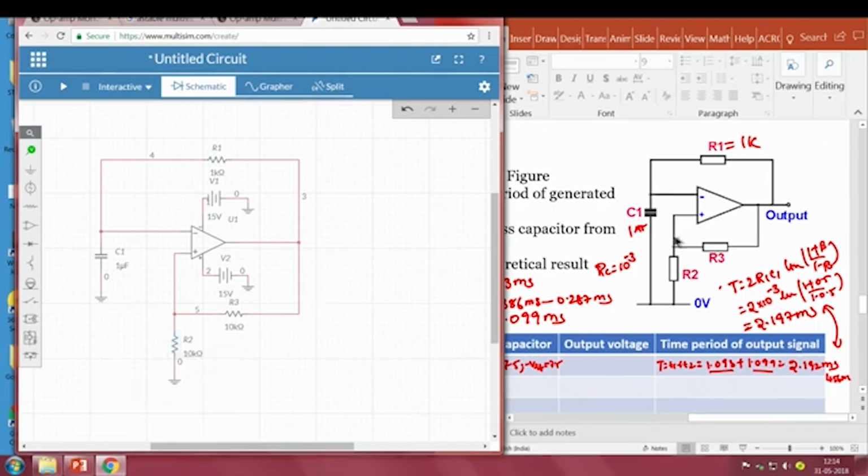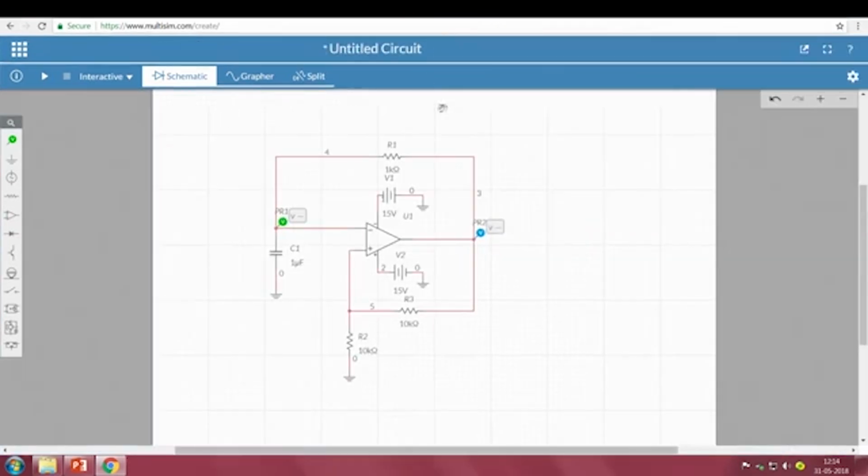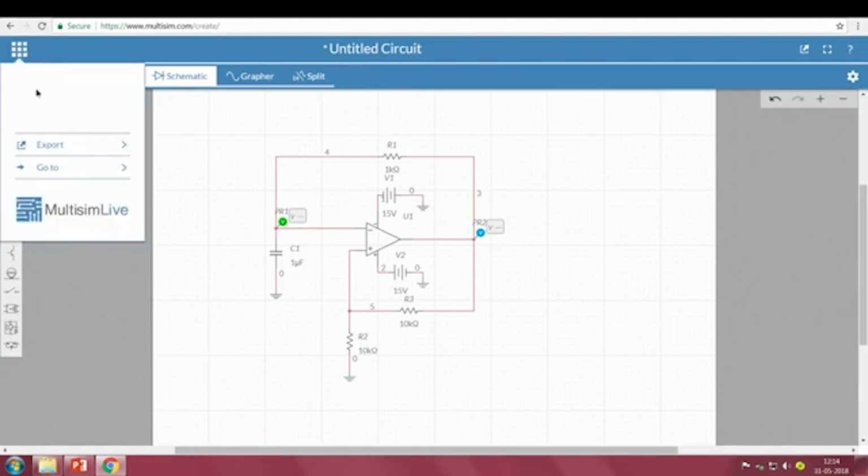So, everything is done. Now, what do we have to see? We have to see the time period, the capacitor charging and discharging, and the output voltage, right. So, I will put one probe at this point for capacitor charging, and the other at this point. Green indicates our capacitor charging and discharging, blue indicates our output. Now, let me save the circuit.